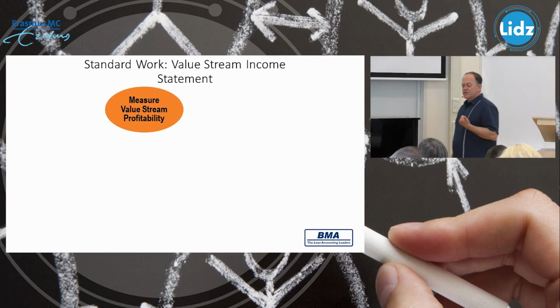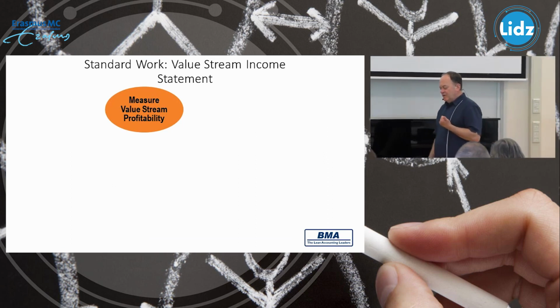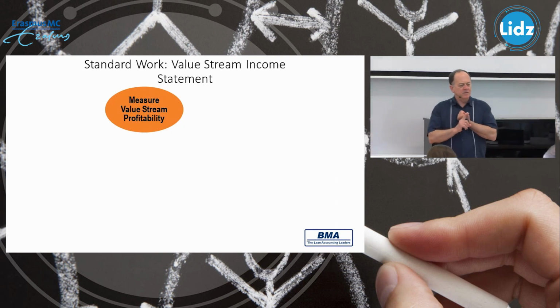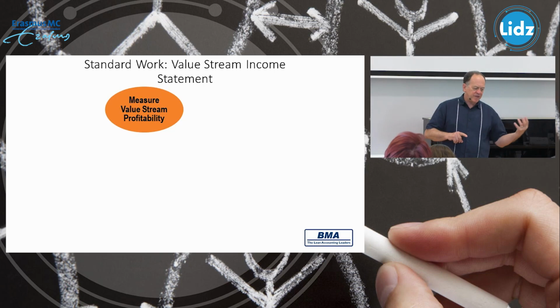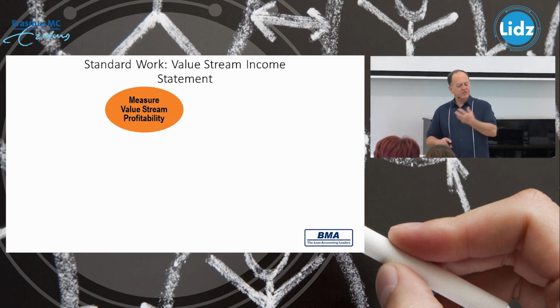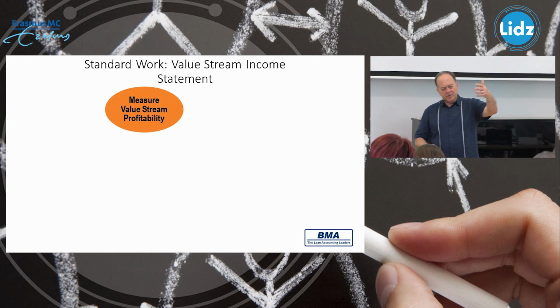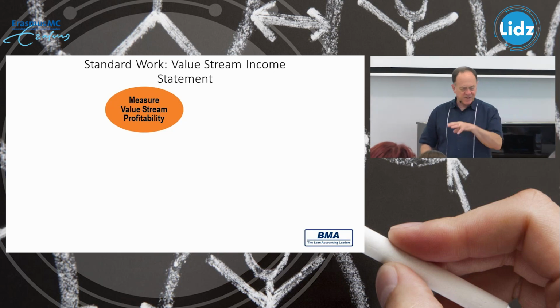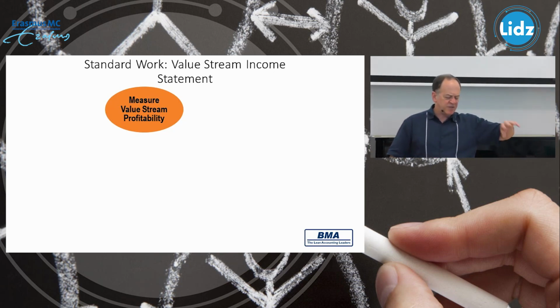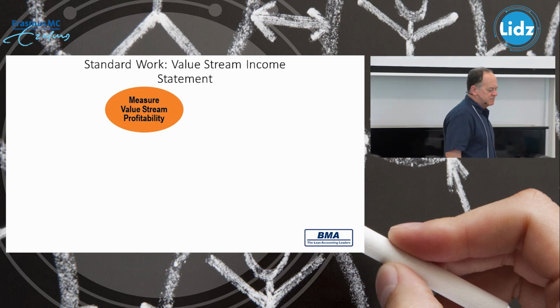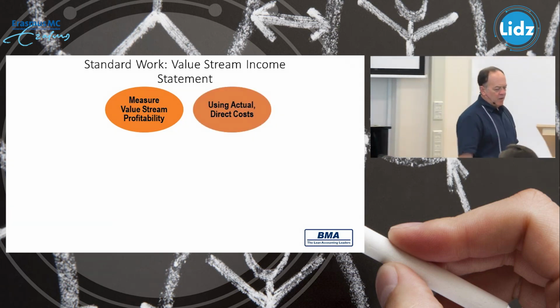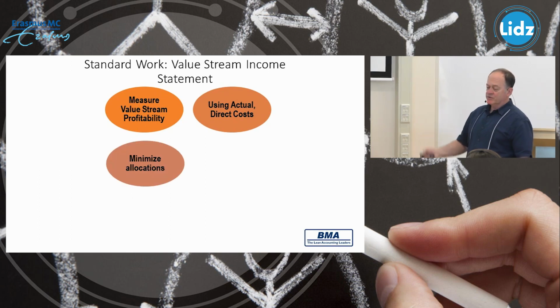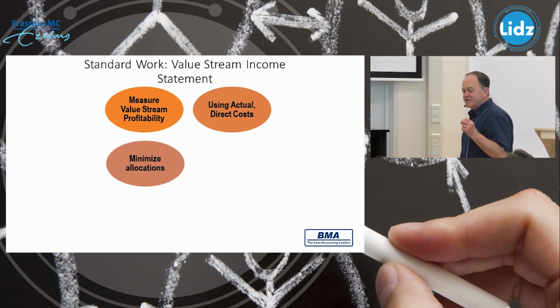So we're measuring value stream profitability. From a lean viewpoint, value streams are the profit centers of the business because you're flowing the patients through. If you flow the patients through and you get reimbursed by performing the services, then that's the profit center. If you get reimbursed on a strict budget, that's a different issue. We are using actual direct costs. We want to minimize allocations.